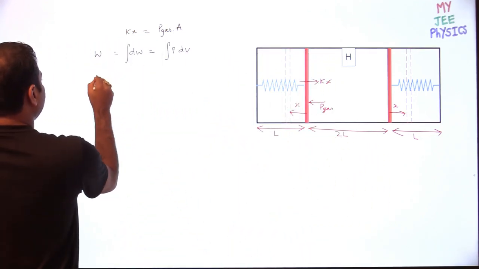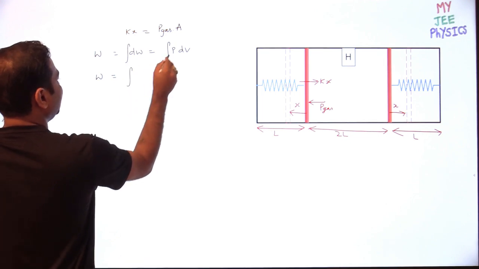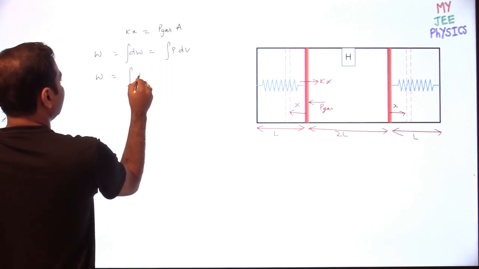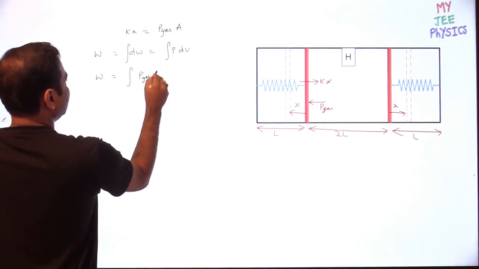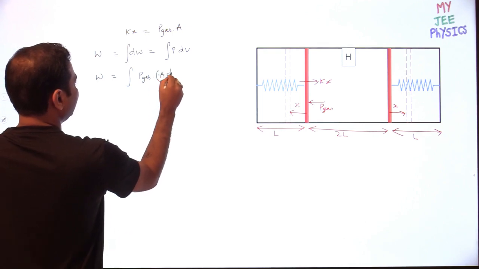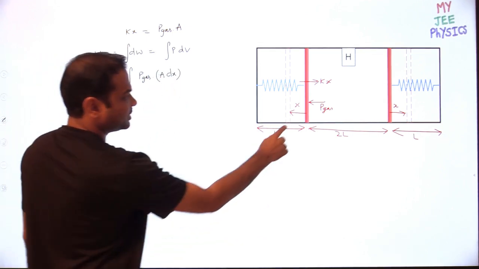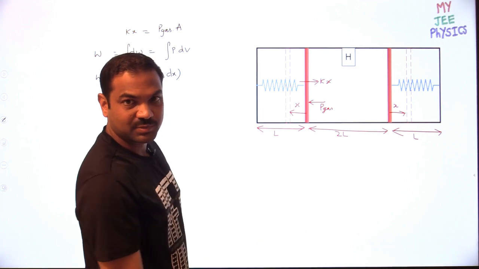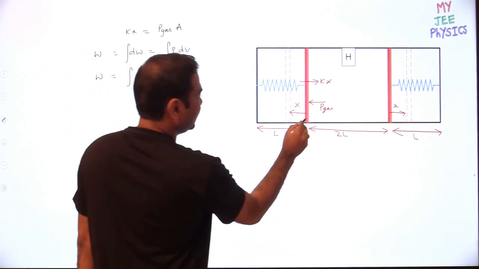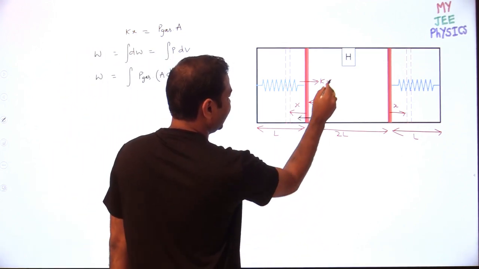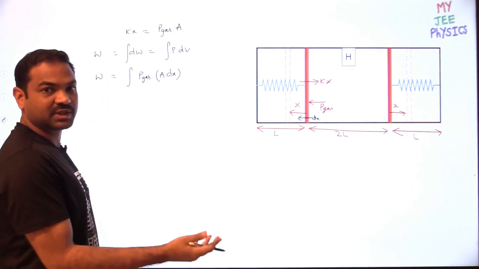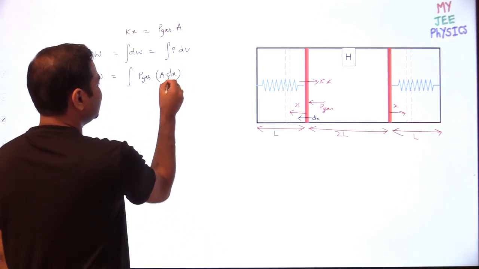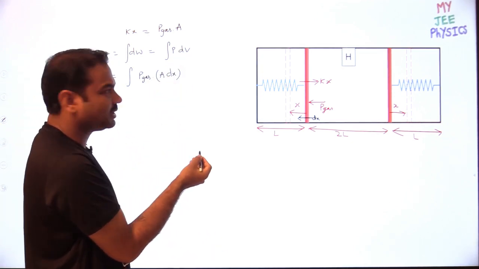Now, work done is equal to integral P dV. P dV is nothing but what? Pressure of the gas multiplied with dV, which is A into dx, where dx is the displacement. Because x is the total compression, dx is the displacement of the piston I am taking. If dx is the displacement of the piston, A into dx will give you the volume change. So volume change is A into dx. I think most of you have solved questions like this.